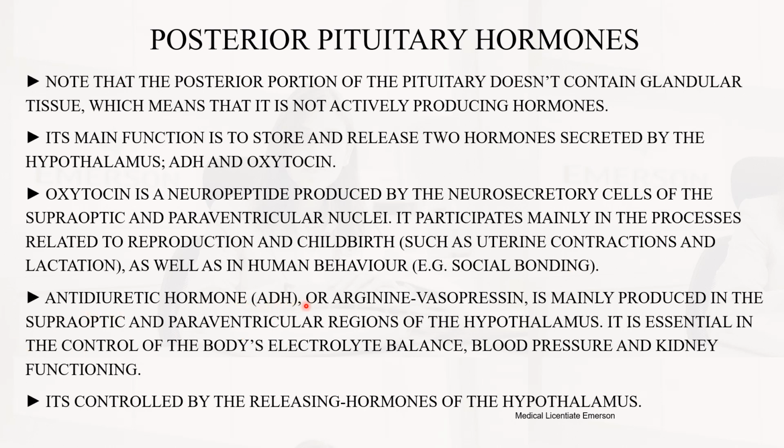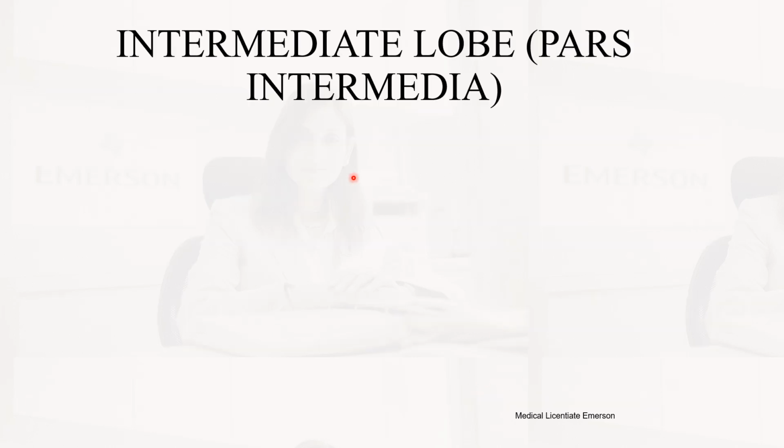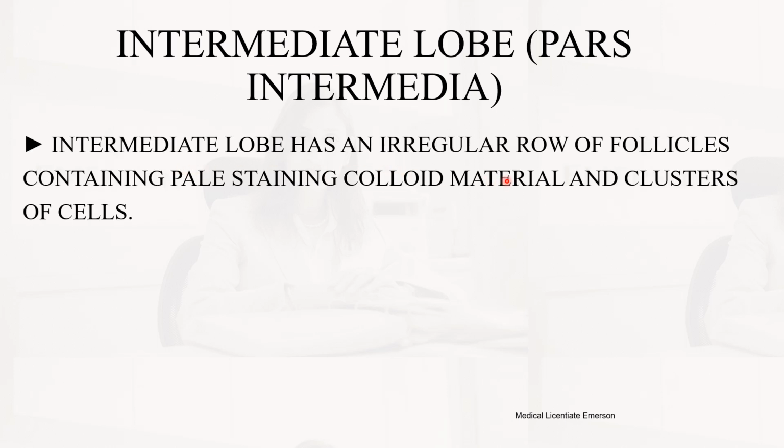Then antidiuretic hormone ADH or arginine vasopressin is mainly produced in the supraoptic and paraventricular regions of the hypothalamus. It is essential in the control of the body's electrolyte balance, blood pressure, and kidney function. It's controlled by the releasing hormones of the hypothalamus. Then lastly, you have the intermediate lobe. So the intermediate lobe has an irregular row of follicles containing pale staining colloid material and clusters.